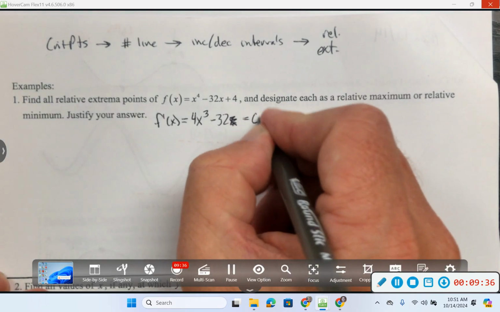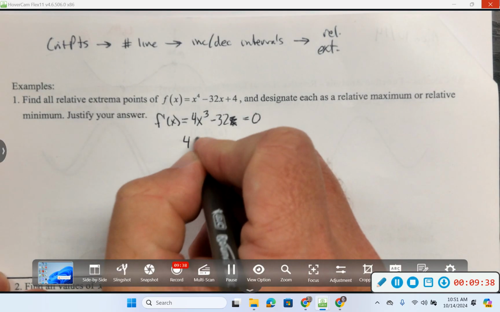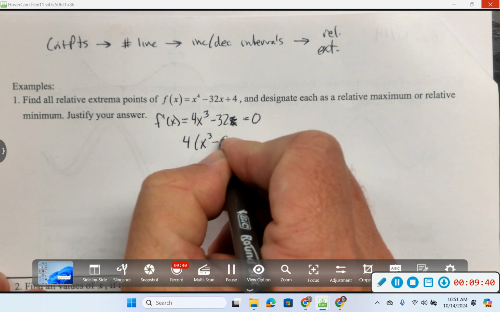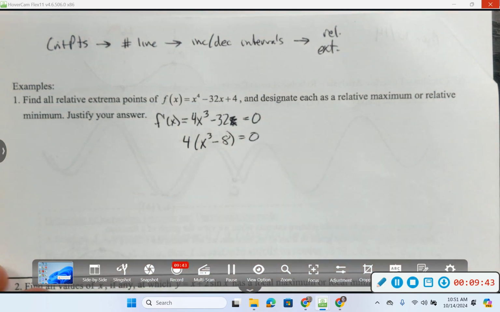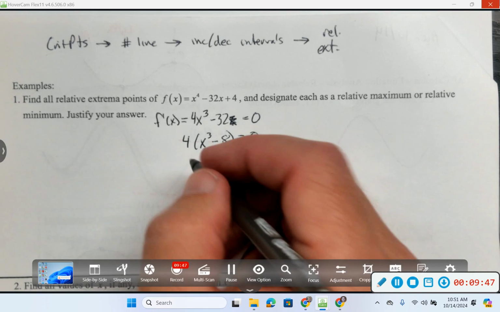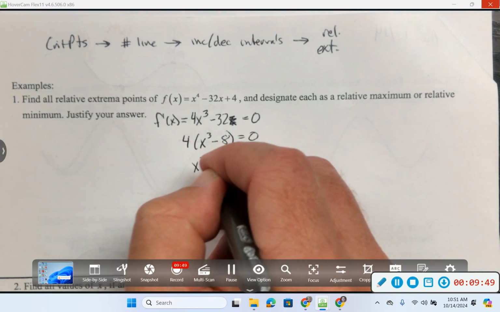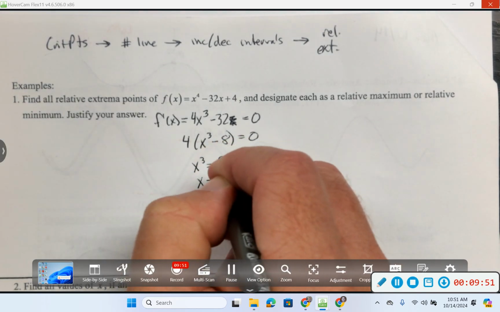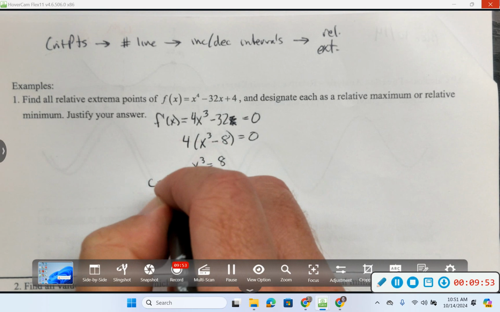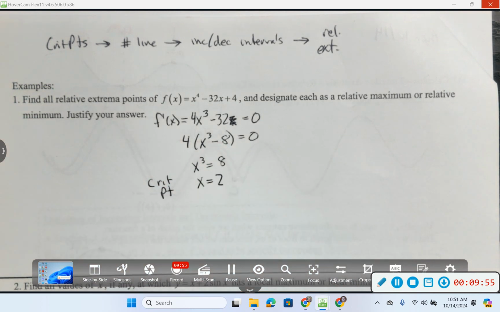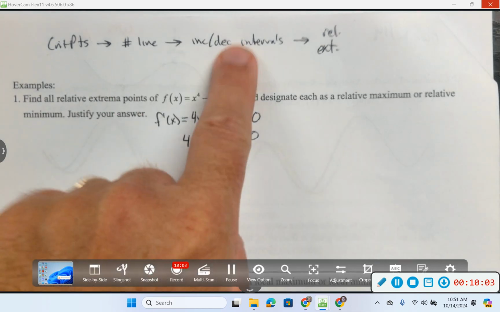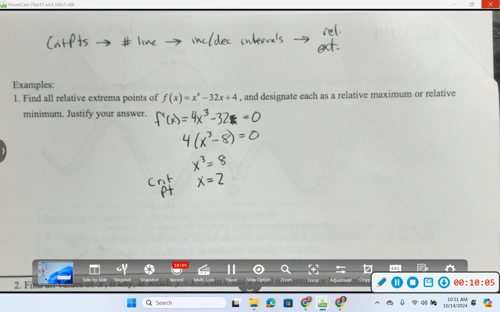All right, let's set that equal to 0. Factor out a 4. Oh, they were nice to us here. I was worried about x to the 4th in there, but x cubed equals 8, x equals 2. That's my critical point. So that might be a max or a min. But I don't know that yet until I do the number line and the intervals, and then I can tell if it's a max or a min.